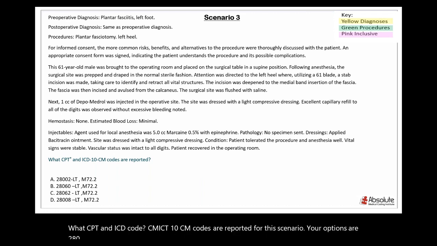Option A, 28002 LT, M72.2. The ICDs are the same. Option B, 28060 LT, M72.2. Option C, 28062 LT, M72.2. Option D, 28008 LT, M72.2.